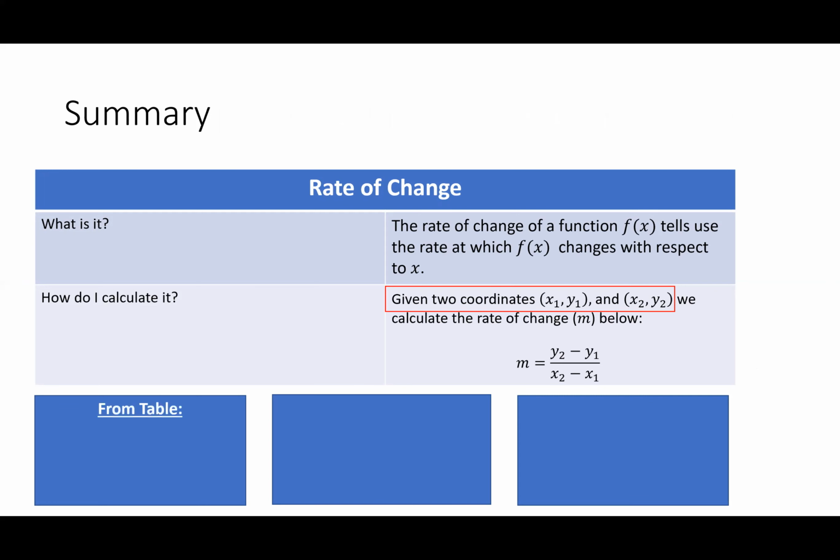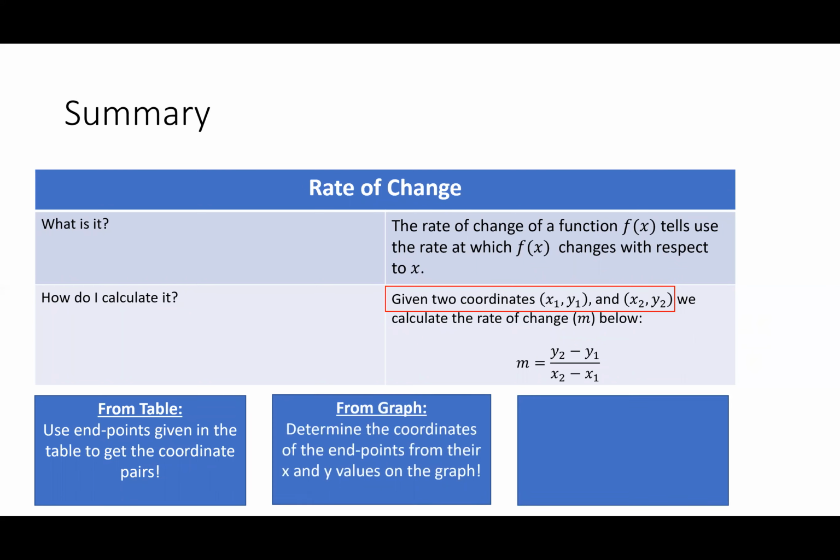So from a table, in order to get these coordinates, all I would need to do is use the endpoints of the table for the particular interval to get those coordinate pairs. From the graph, I would just look at the graph and get the coordinates from there. I may have to do some estimating for that, but that's okay. And then from the equation, I would need to plug those x values in to find the particular y values. Ultimately, what I'm really doing is asking you to find two coordinate pairs, and to do a subtraction and a division. It's really what you're asked to do here, mathematically.